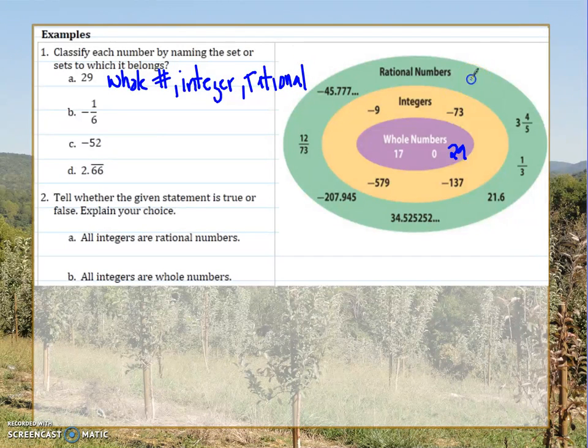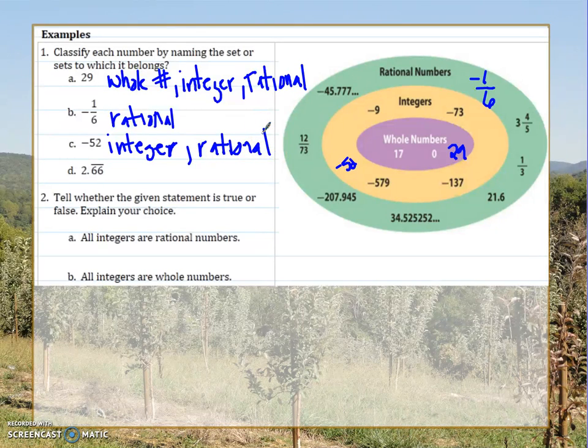-1/6. -1/6 is a fraction or decimal, so it's a rational number, only a rational number. -52 is an integer and a rational. .66 with a bar over it is a rational number, and only a rational number.